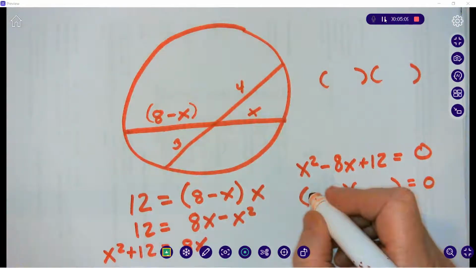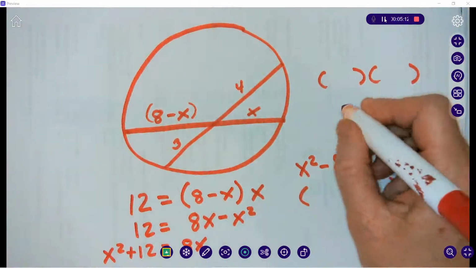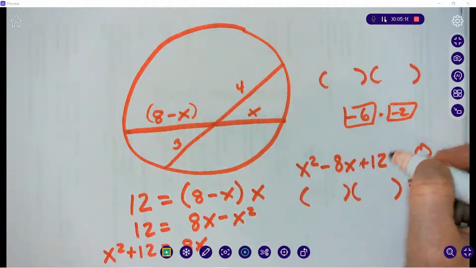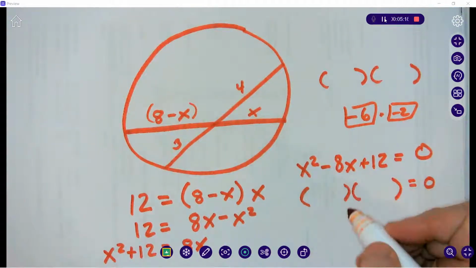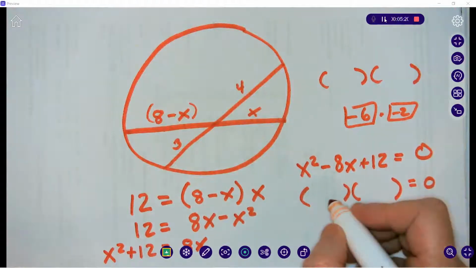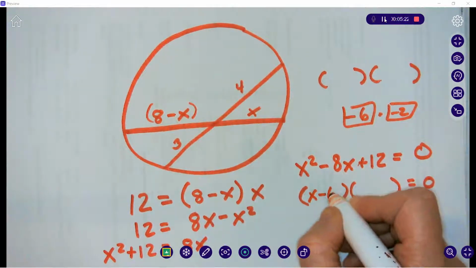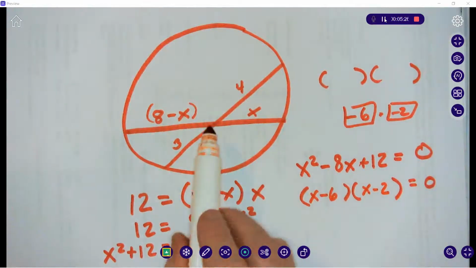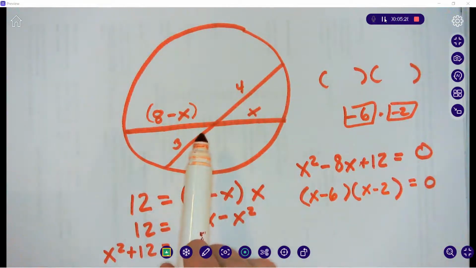So our answer would be -6 times -2. That equals a positive 12, but a -8 when you add them together. So I would say this parentheses would be x minus 6, and in this one would be x minus 2. So the answer to this problem is actually, you have two different answers.